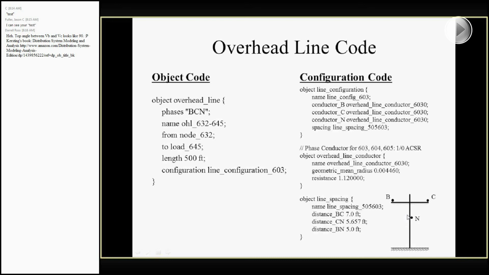But you can include that information, and if you want to include the ground capacitance effects, you would have to also have your distance between your neutral and ground. But that's just kind of a quick overview of how something like an overhead line would be modeled inside GridLAB-D.